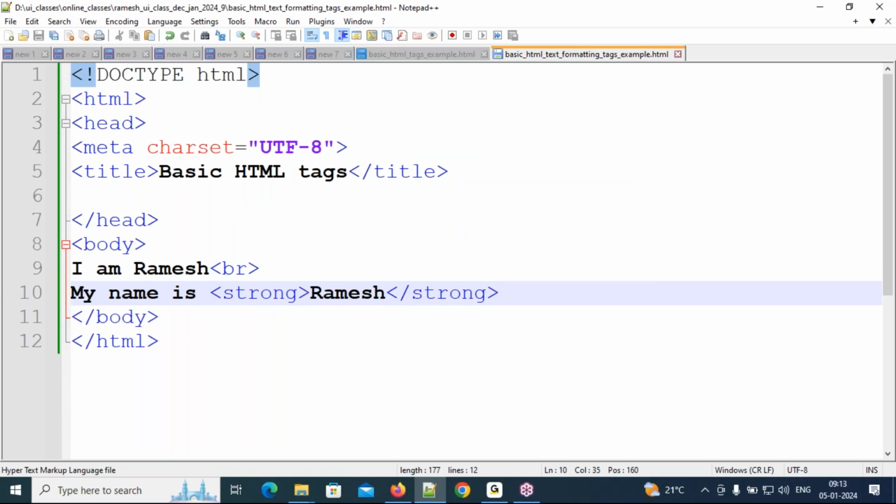Strong. Why am I writing strong here? Because if you want to display our data in bold letters, definitely we need to keep our data in the strong tag. Definitely we need to keep our data in the strong tag. Clear, everybody? Right.